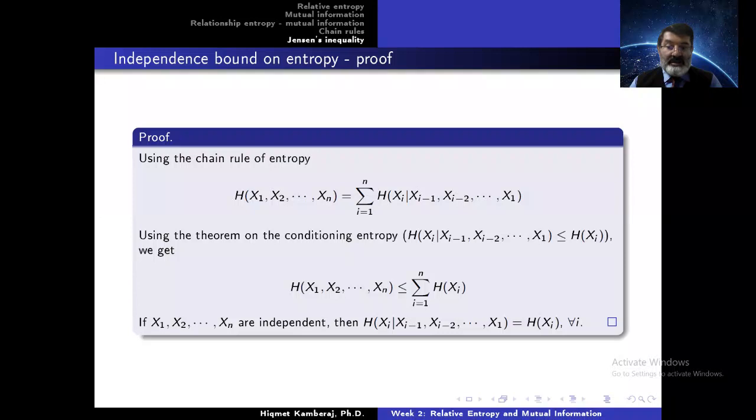Now, second part, if X1, X2, ..., Xn are independent, then the conditional entropy of Xi given Xi minus 1, Xi minus 2, ..., X1 is equal to H of Xi for every i. This proves the second part.